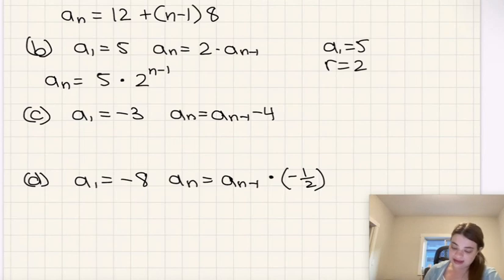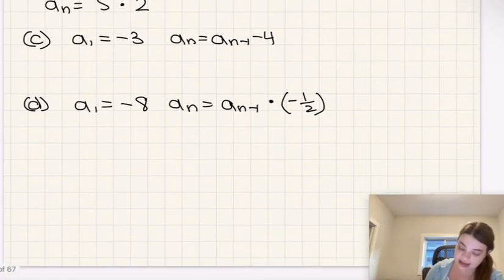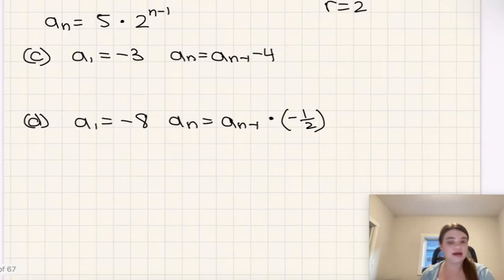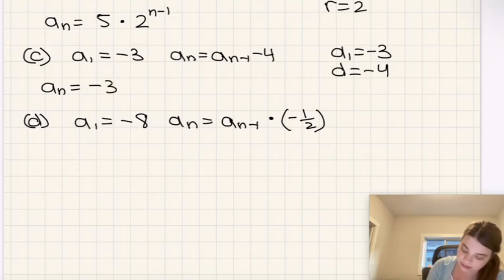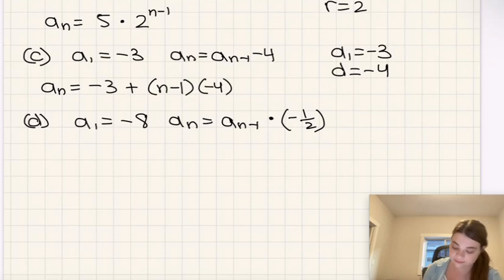Okay, let's do 2 more examples. This next one is, again, an arithmetic sequence because we are subtracting 4 each time. So therefore, our first term is -3, as it says, and also our common difference is -4. So the answer is -3, which is our first term, plus n minus 1 times the common difference of -4. And so there we go.